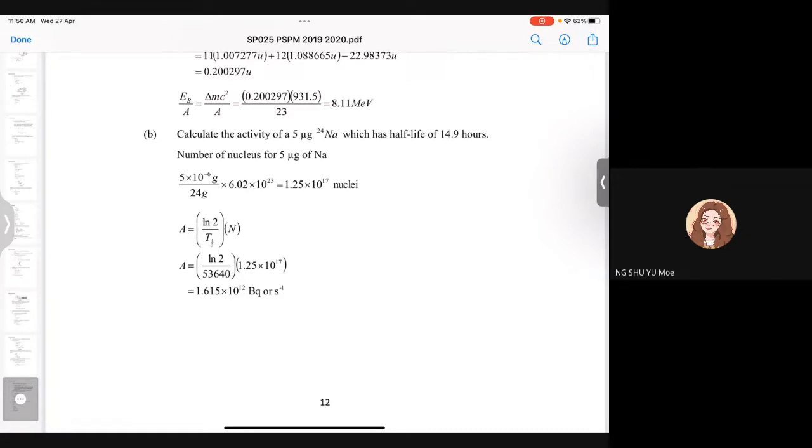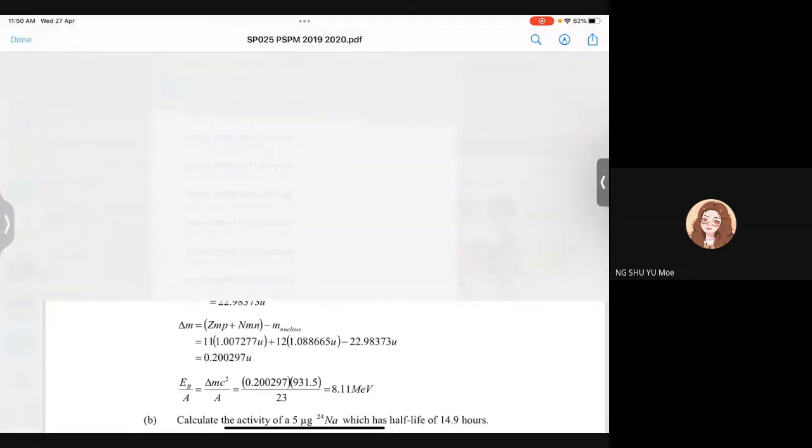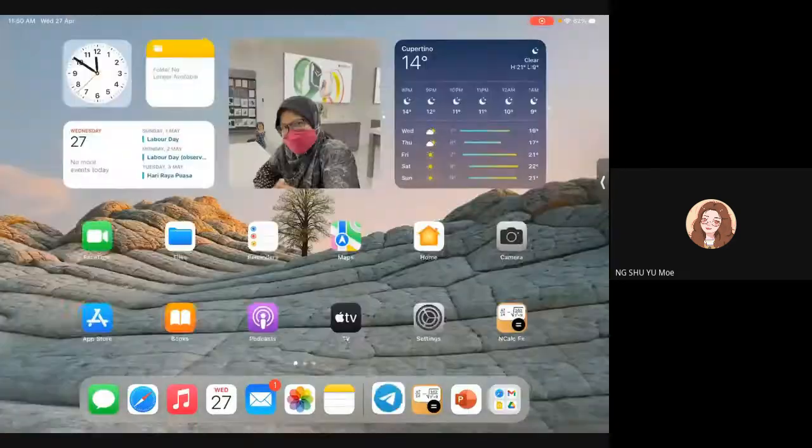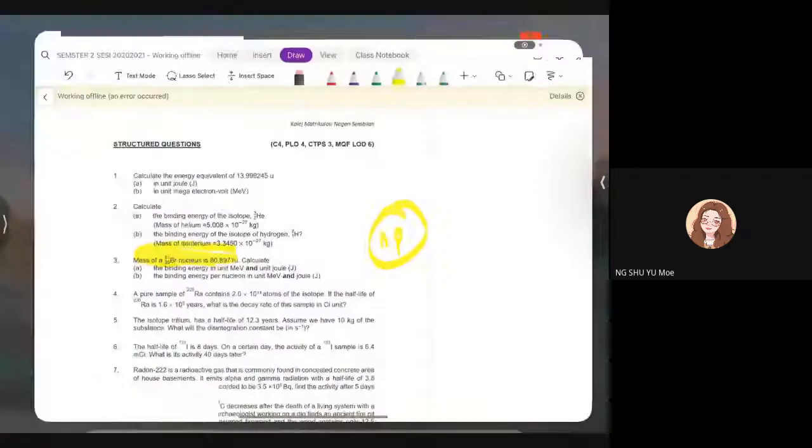So macam ni lah soalan dia. Saya tak adalah susah, tapi cuma awak kena praktis lah. Kalau soalan tanya aktiviti, terus kena tahu aktiviti simbol dia A. Kalau dia suruh cari number of nuclei, N. So macam ni lah soalan SPM. Okay, so kita tengok soalan tutorial.